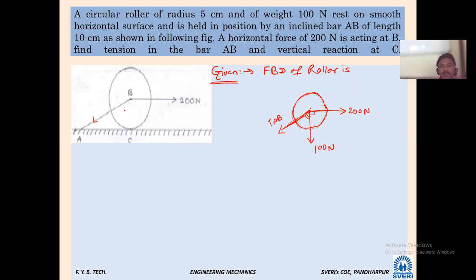So just check now. Is it possible to find this angle, the angle between tension AB, that force, and this vertical weight of 100 Newton? That's why lengths are given, I think. Just check. AB length is given, how much? Ten centimeter. Okay. Is any other given? BC, sir, 5 centimeter.